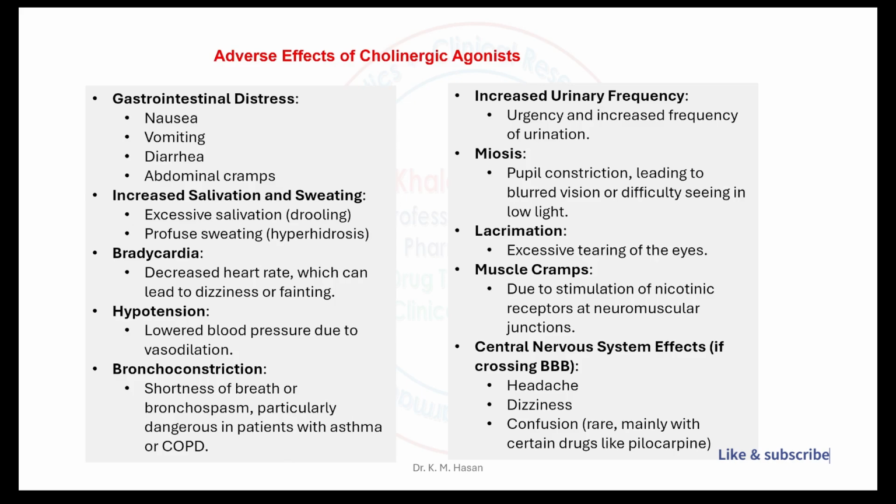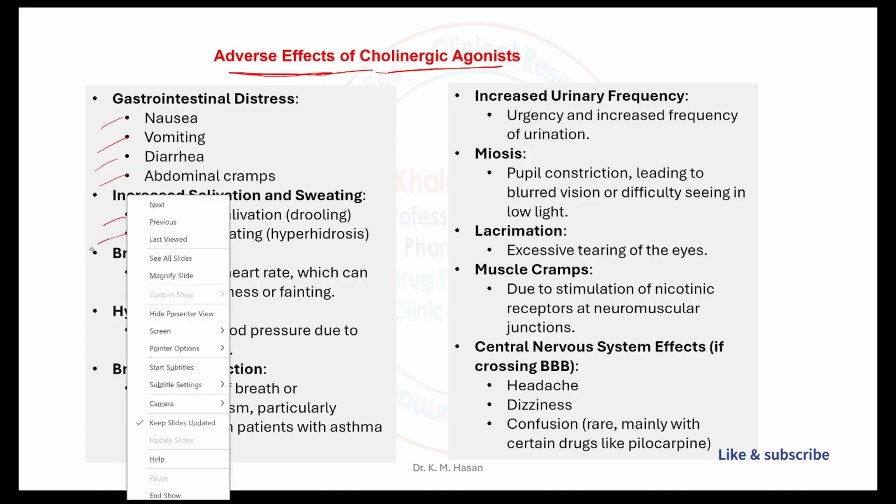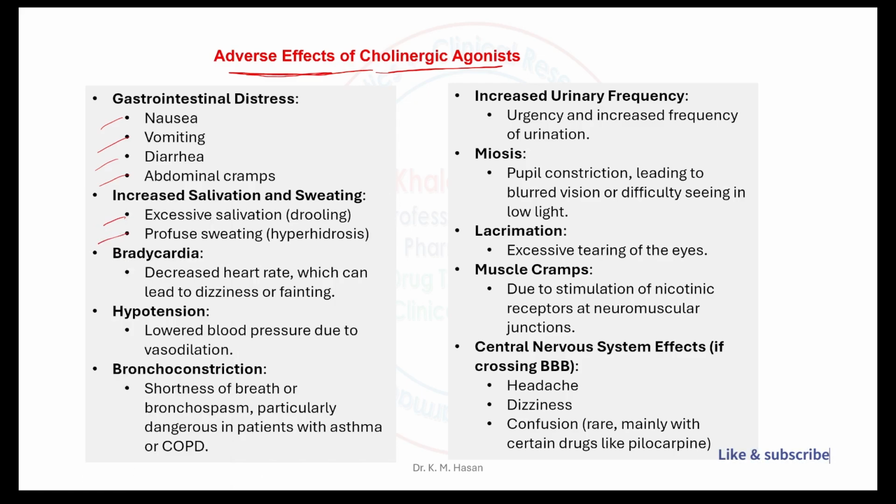Speaking about the adverse effects of cholinergic agonists, when you prescribe acetylcholine, carbachol, or bethanechol, what happens? These are unwanted adverse effects from the cholinergic agonist. The patient may suffer from nausea, vomiting, diarrhea, abdominal pain, abdominal cramps, excessive salivation, profound sweating, hyperhidrosis. Regarding the heart, there is a decreased heart rate. This will lead to dizziness and fainting. We call this bradycardia.